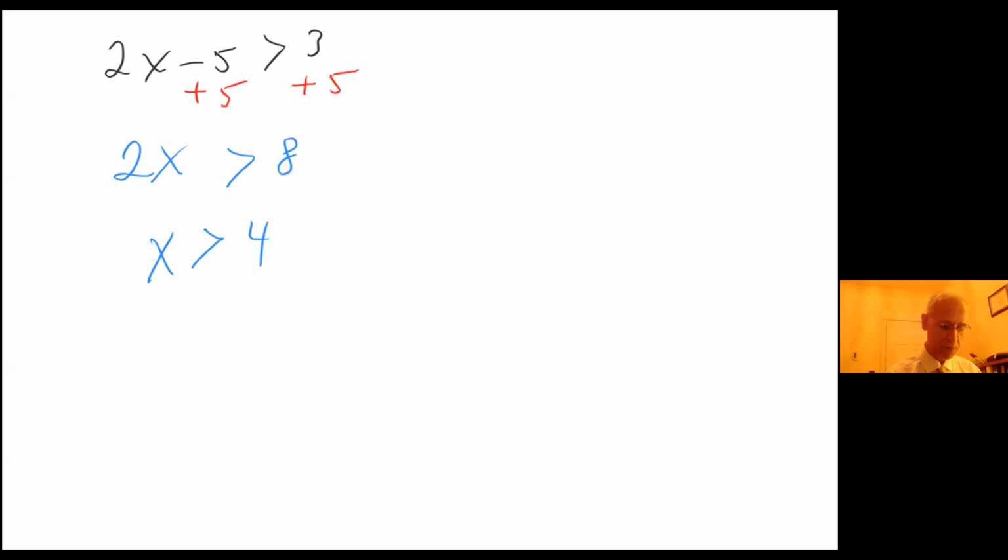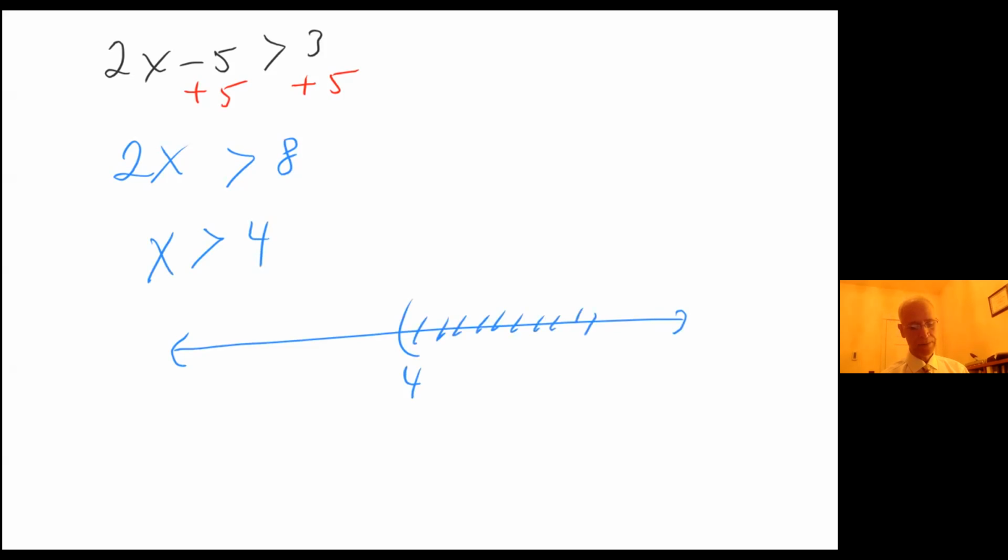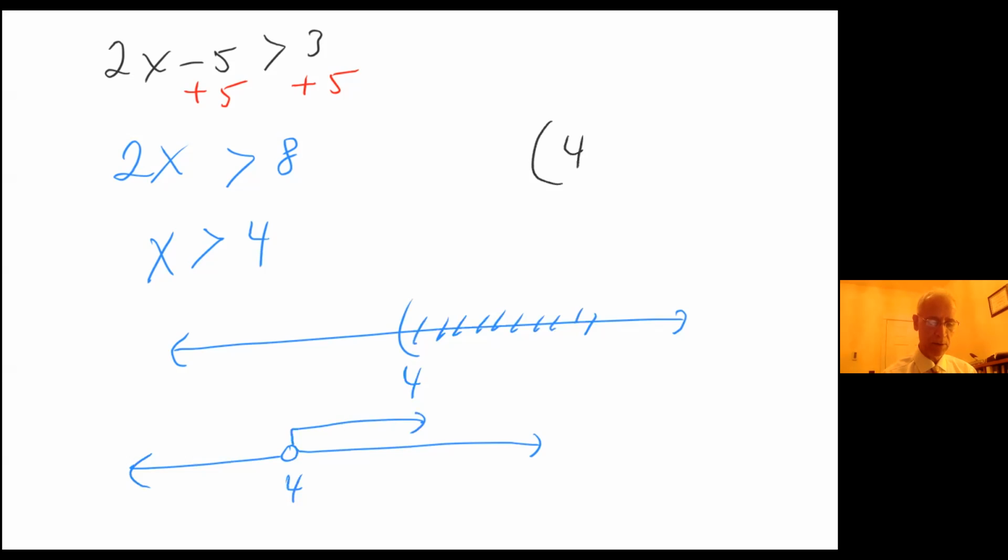I'm going to go ahead and say that, all right, 4, and go all values to the right of 4, because x is greater than 4. Or I could say if 4 is here, all the values to the right of 4. Or I could say from 4, not included, to infinity.